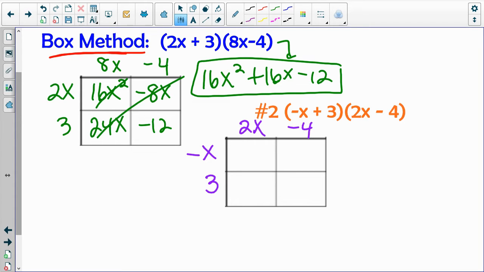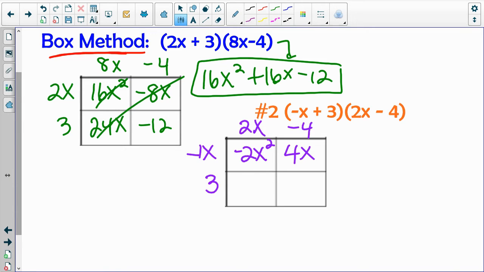Skylar, what would we get on this first one? 2x times negative x. Okay, if we were adding them, but we gotta times them. So negative 2x squared, yes. Times them up, yep. Negative 2x squared, good. Kesley, how about our second box? Negative 4 times negative x. And what's a negative times a negative? A positive. Positive 4x, good.